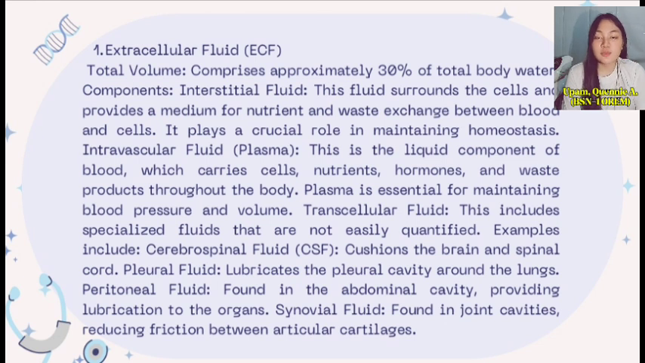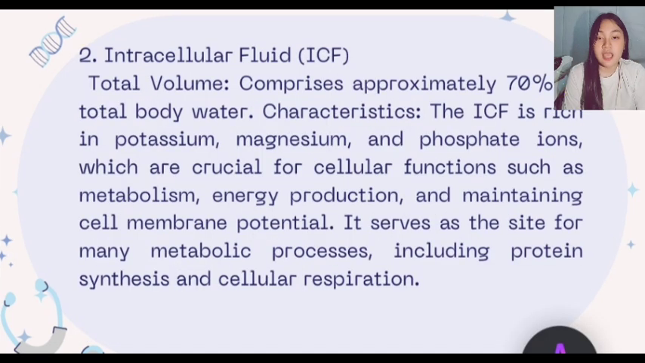This is specialized fluids like cerebrospinal fluid or CSF, pleural fluid, peritoneal fluid, and synovial fluid, found in specific body cavities and having unique functions like cushioning and lubricating. Now we will talk about the intracellular fluid or the ICF. It makes up about 70% of total body water. It's rich in potassium, magnesium, and phosphate ions, crucial for cellular functions like metabolism, energy production, and maintaining cell membrane potential. ICF is the site for many metabolic processes including protein synthesis and cellular respiration.